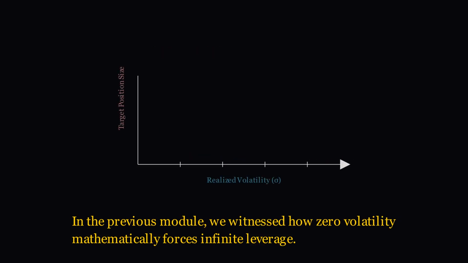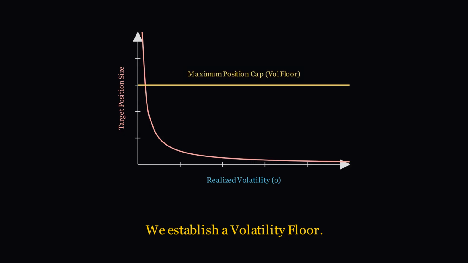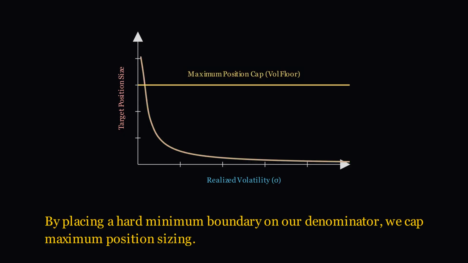In the previous module, we witnessed how zero volatility mathematically forces infinite leverage. To fix this catastrophic edge case, we must introduce a structural safety net. We establish a volatility floor. By placing a hard minimum boundary on our denominator, we cap maximum position sizing.